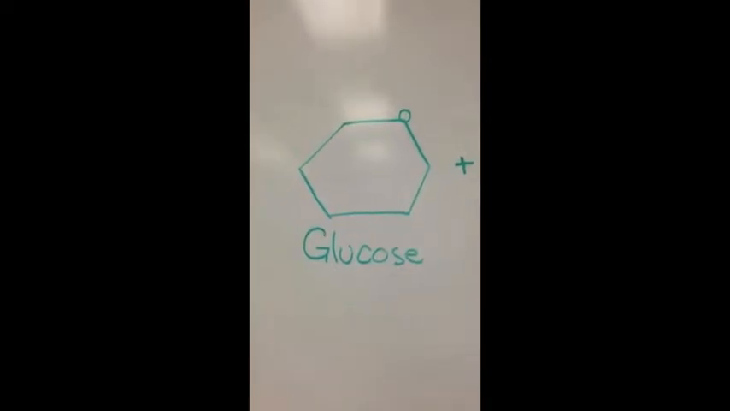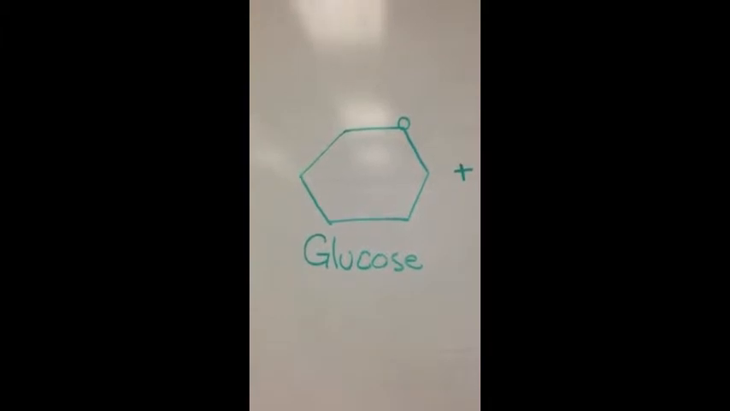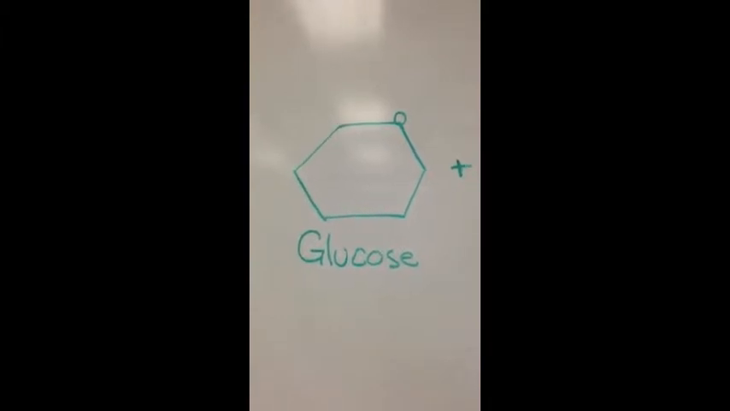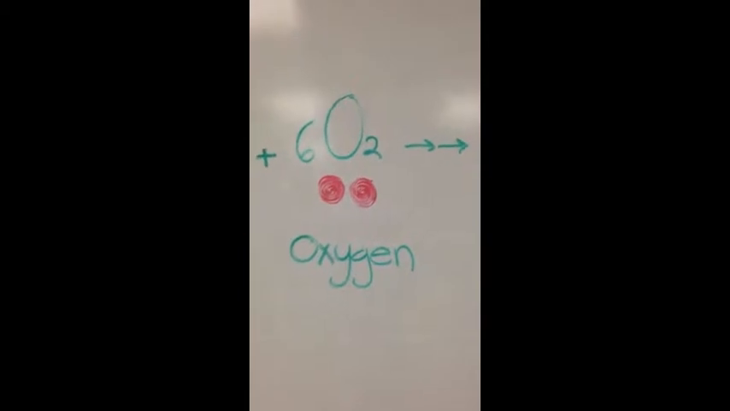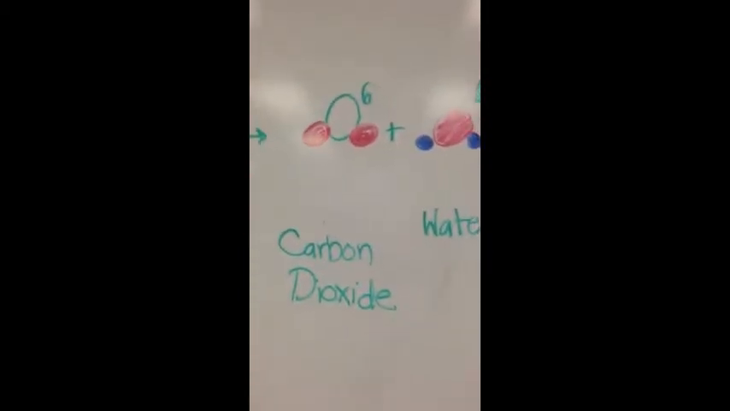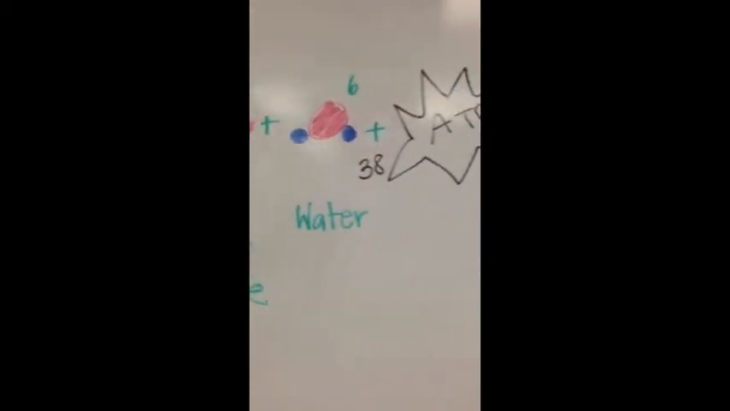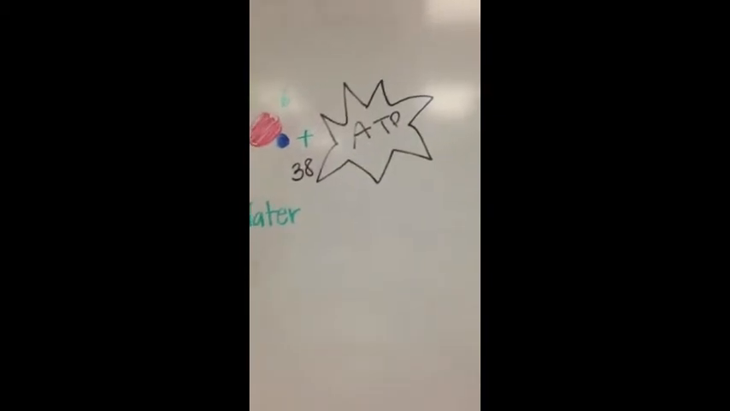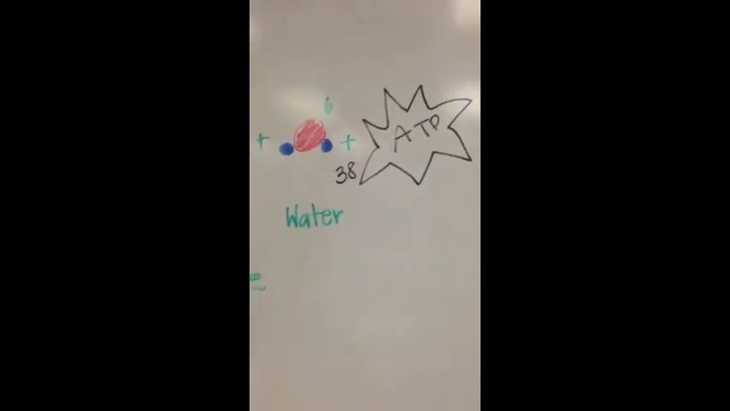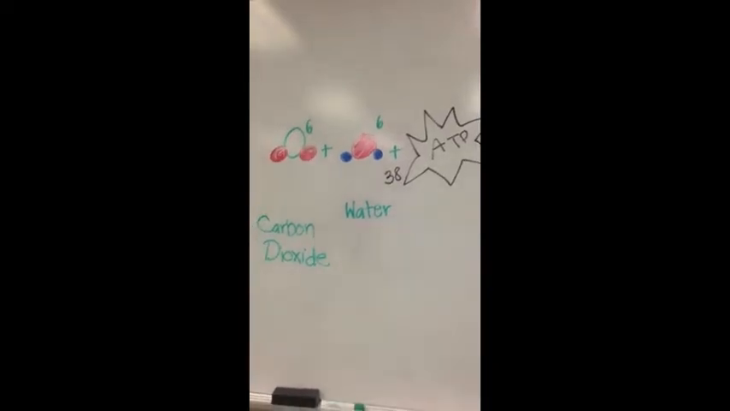Here is the simple equation for cellular respiration. With a single glucose molecule and 6 oxygen molecules, you get 6 carbon dioxide molecules, 6 water molecules, and about 30 ATP, otherwise known as adenosine triphosphate, which is energy.